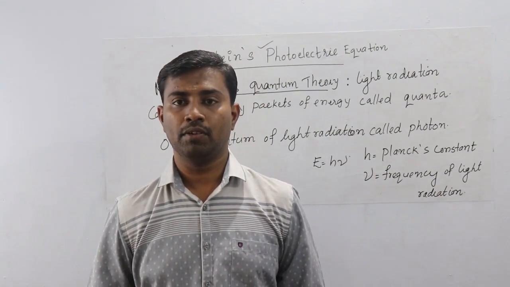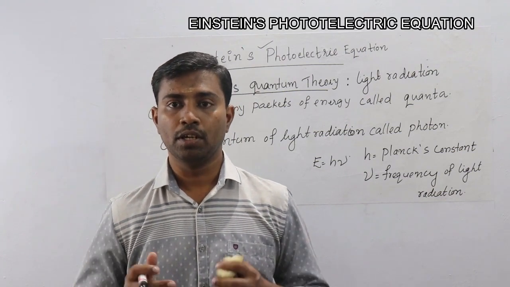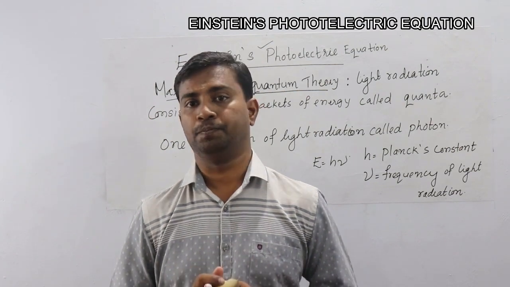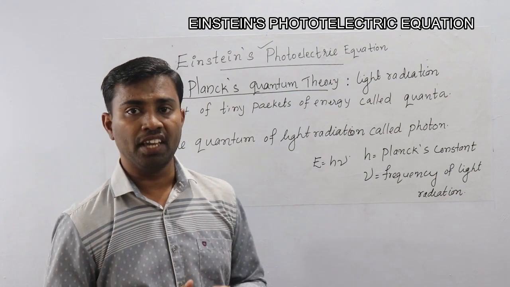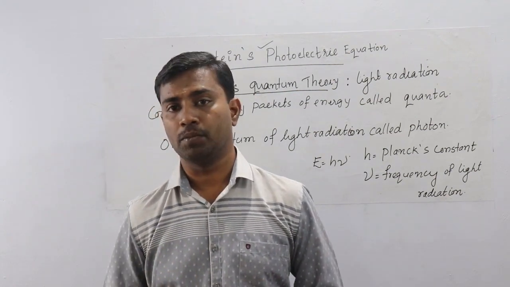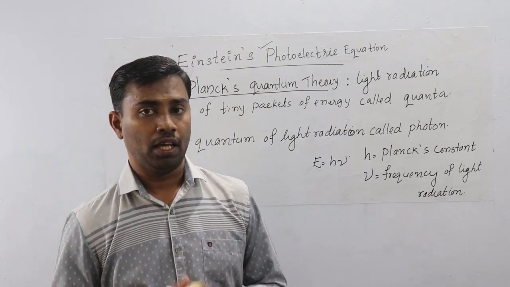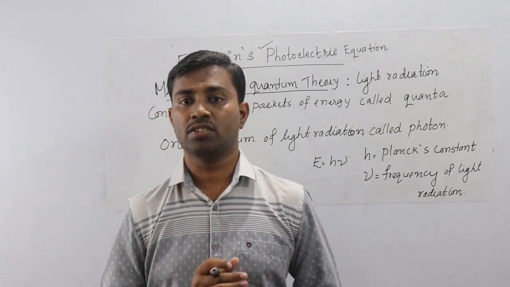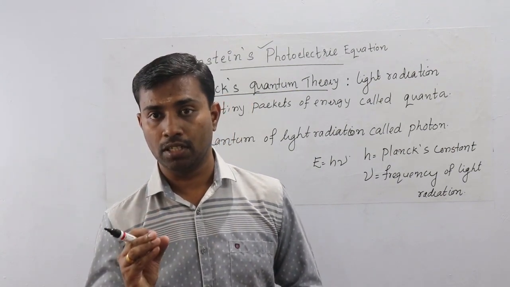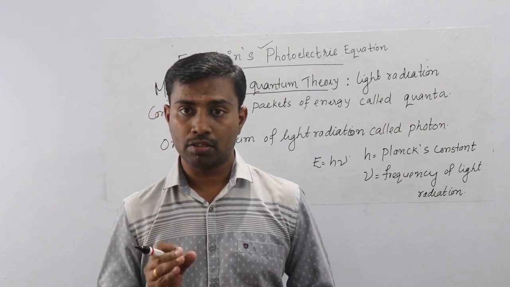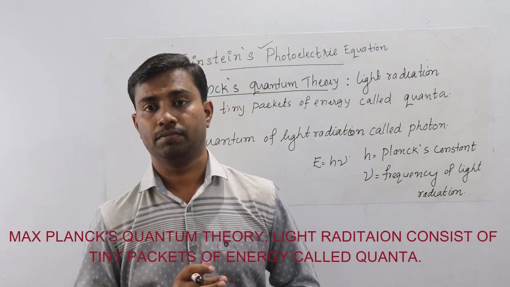Hi friends, today we are going to discuss Einstein's photoelectric equation from the chapter Dual Nature of Matter. Einstein explained the photoelectric equation based on quantum theory. According to quantum theory, light radiation consists of tiny packets of energy called quanta.